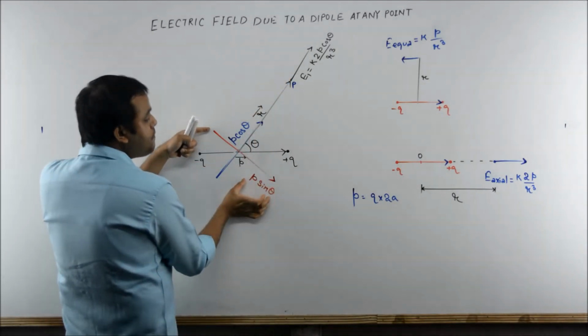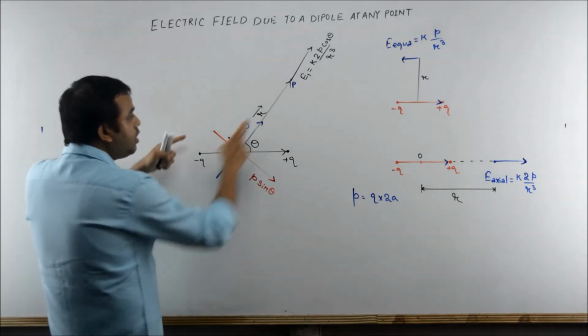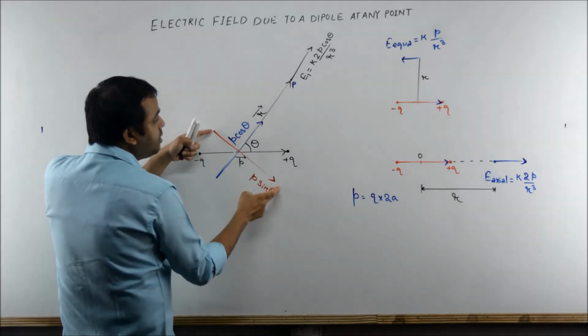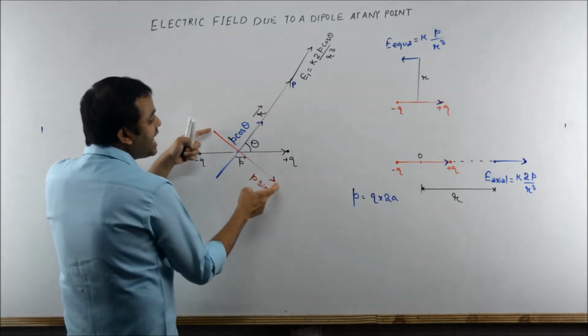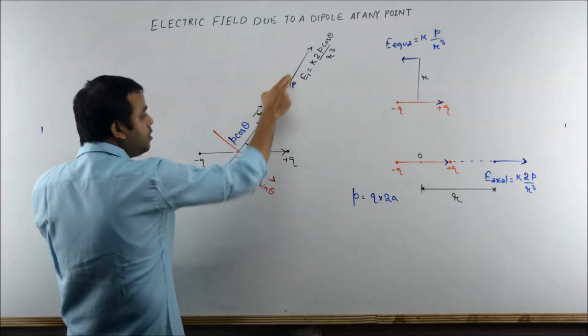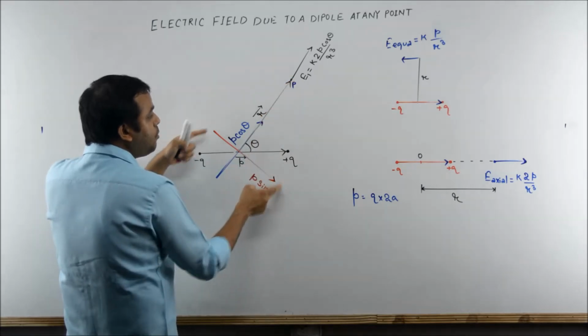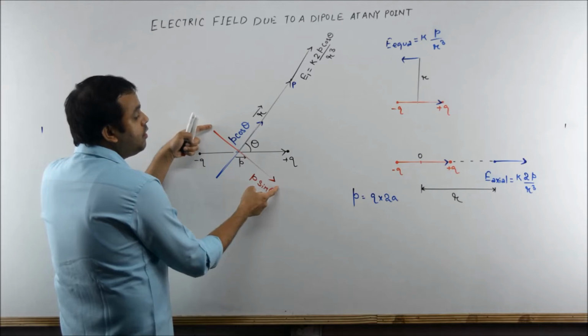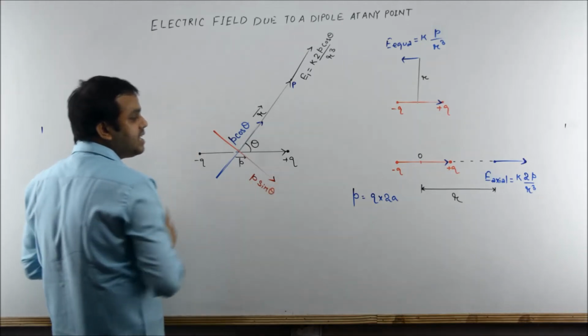Now let us talk about the electric field at this point due to this red dipole, which has a dipole moment of P sin theta. Now please concentrate. Point P is an equatorial point for this dipole. Clear, students? For this dipole of dipole moment P sin theta.